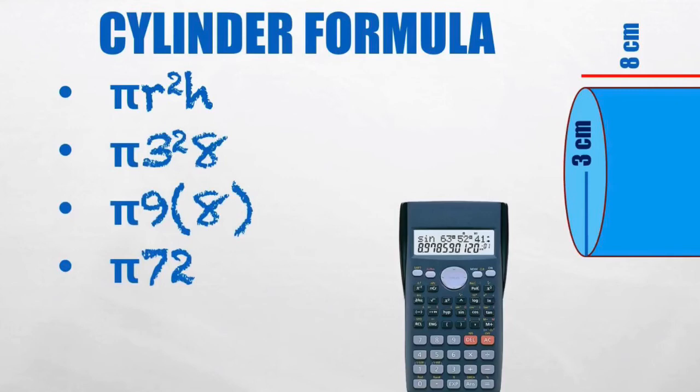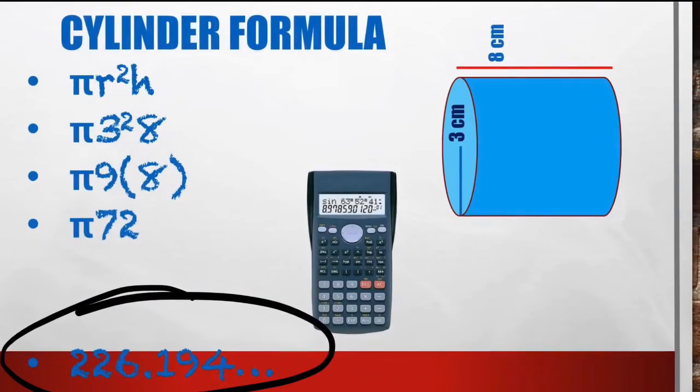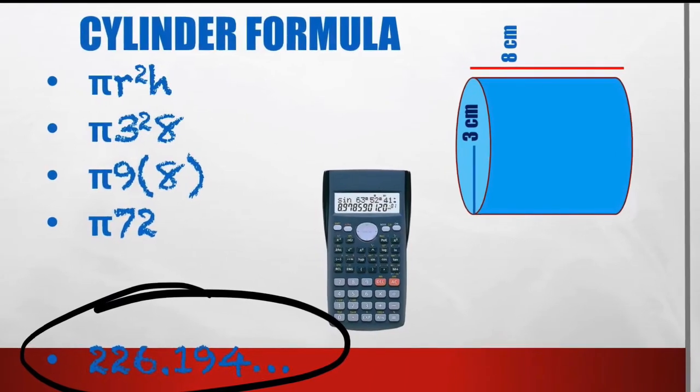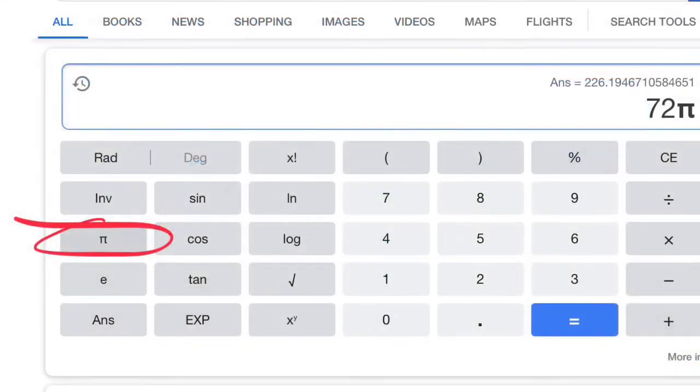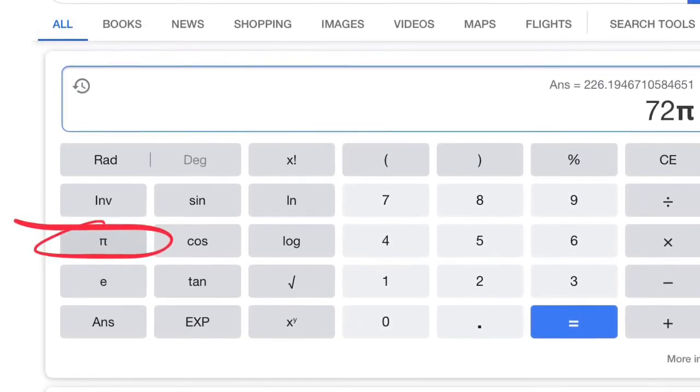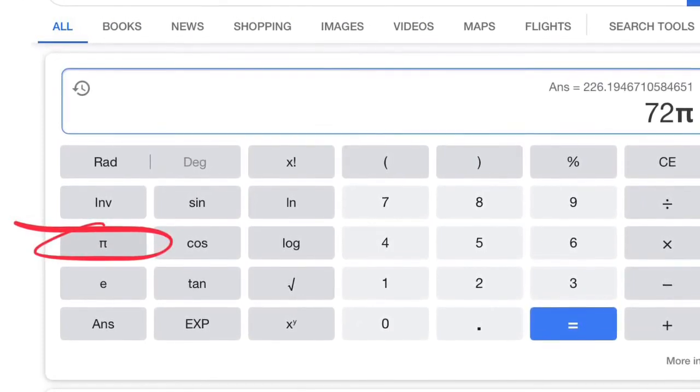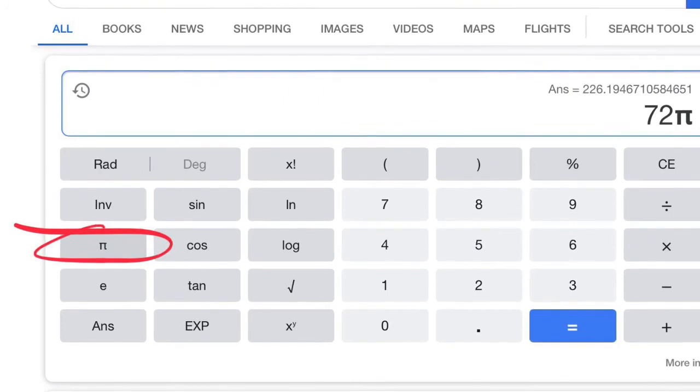Then, when I have to use the calculator, I say, hey Google, how much is 72 pi? The answer is approximately 226.194671. So obviously you can use that. I wouldn't recommend using Siri because she'll probably give you a recipe for some kind of pie, but that can be the way that you find the answer.